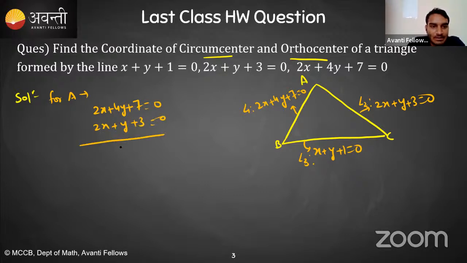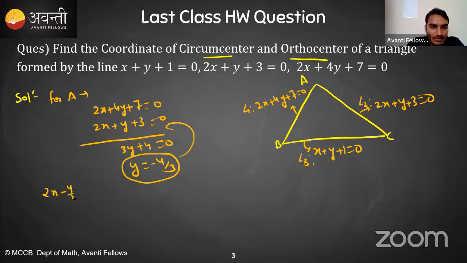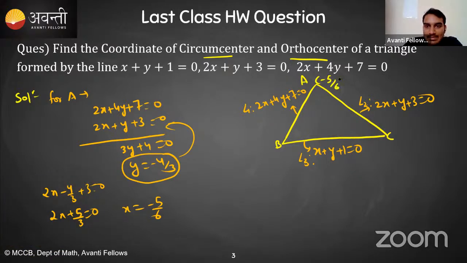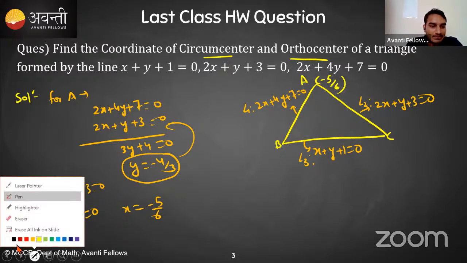What will you get? 3y plus 4 is equal to 0. How much is y? Minus 4 by 3. So y is minus 4 by 3. Put this in this line. So 2x minus 4 by 3 plus 3 is equal to 0. So 2x plus 5 by 3 is equal to 0. What is x? Minus 5 by 6. So what are the coordinates of A? Coordinates of A is minus 5 by 6, minus 4 by 3. Clear? Similarly, solve B and C like this.